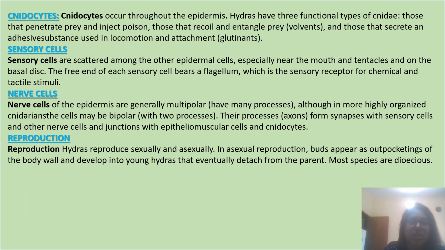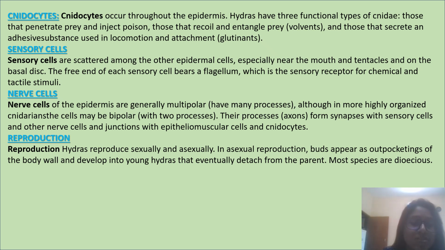Next, cnidocytes of the hydra. Cnidocytes occur throughout the epidermis. Hydras have three functional types of nematocysts: those that penetrate prey and inject poisons, those that recoil and entangle prey, that is volvents, and those that secrete adhesive substances used in locomotion and attachment, that is the glutinants.